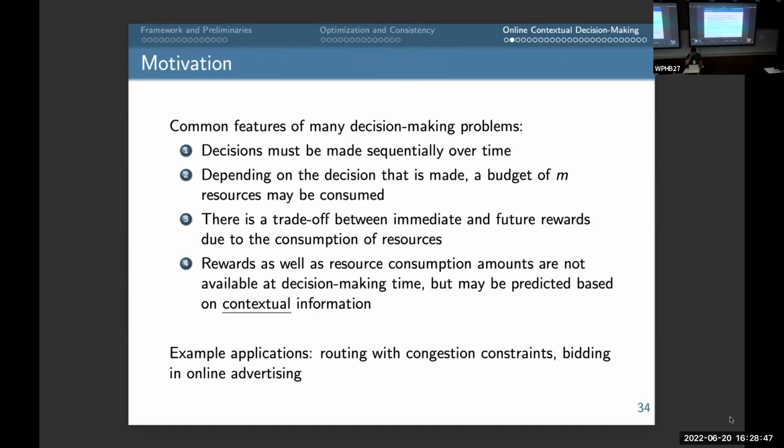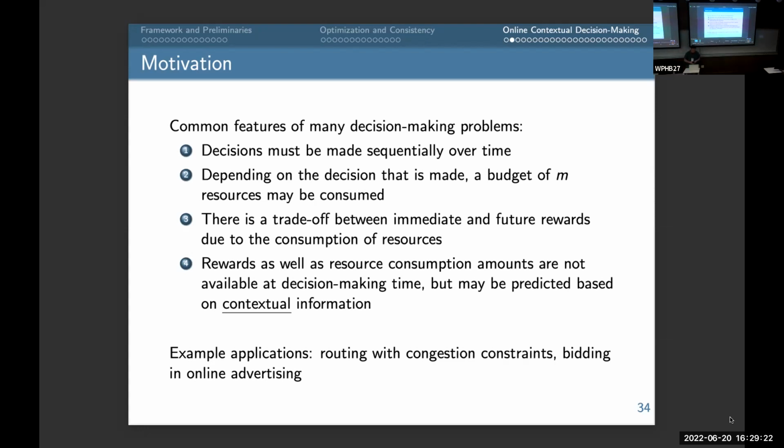To motivate this one, we're still in the predict and optimize setting, but now we're thinking about an online version. We're thinking about a decision-making problem that has some common features. First, decisions must be made sequentially over time. This is the online aspect. Furthermore, there are some resources that you have a budget of that are consumed every time you make a decision. Depending on the decision that is made, a budget of m different resources may be consumed.